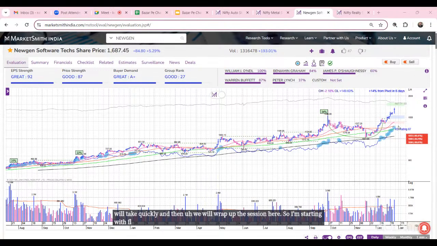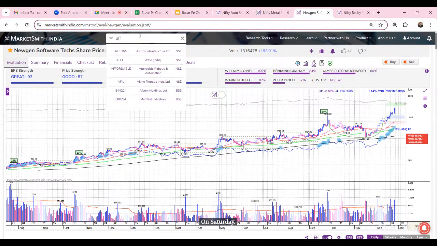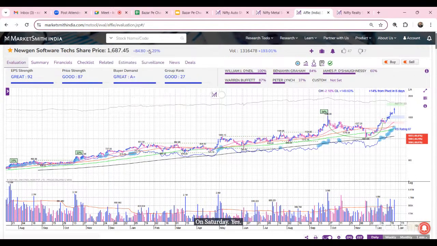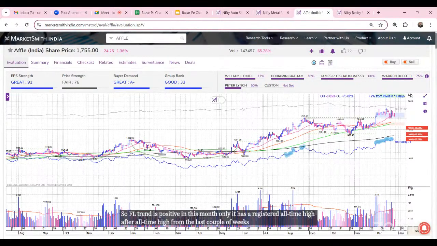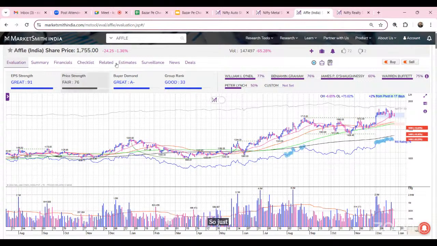FL. Please wait, I need to open the chart. Just 1 second. Yeah. So FL trend is positive this month. It has registered all-time high after all-time high over the last couple of weeks. It is showing some sort of sideways move, but overall trend and sentiment are positive. So just remain invested in this particular stock.